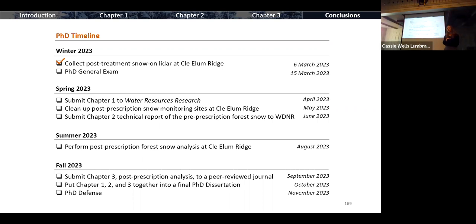During that spring quarter, I'm going to be doing analysis on chapter 2 that I've already started. We'll have the summer, hopefully, to take a breath. Fieldwork is complete, and the goal is to make sure we clean up all that forest treatment data from Clay Elm Ridge. That will inform chapter 3. So in the fall, the plan is to be working on chapter 3 and put all these things together into my dissertation. But I will hopefully answer these questions that I've proposed to you now.